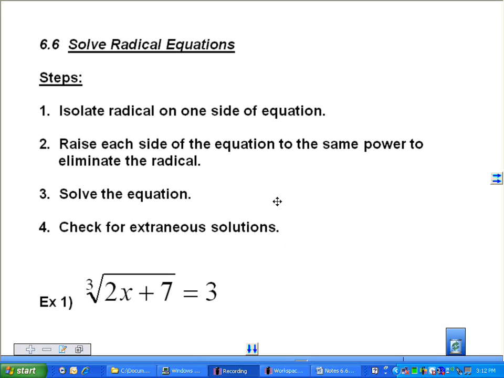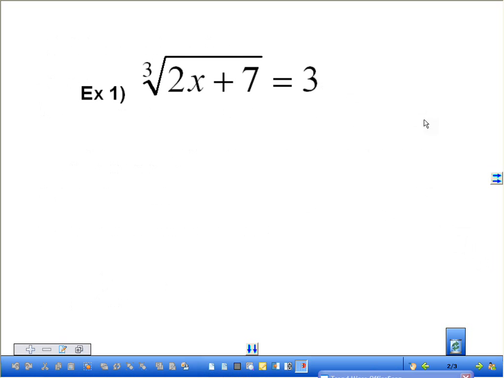These are the steps for solving the radical equations. If you'd like to write these down, then stop the tape and come back when you finish writing those down. I'll just go ahead and work the problem example that I have.